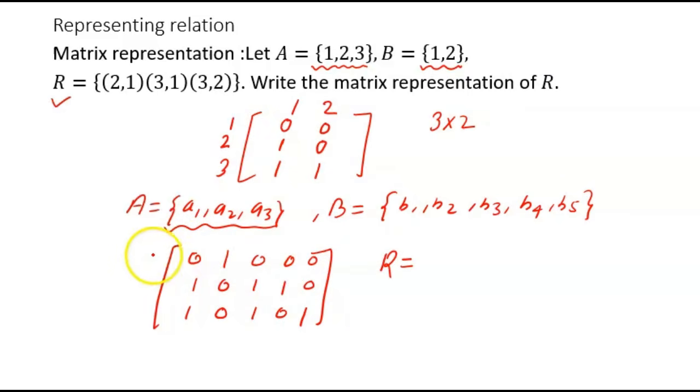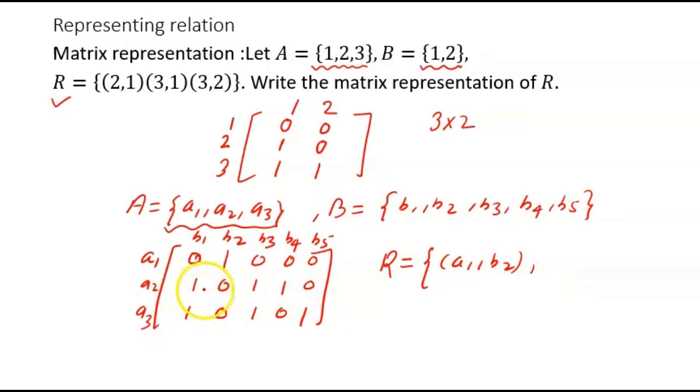So for our convenience, let us place A1, A2, A3 over here and B1, B2, B3, B4 and B5 over here. If I ask what the relation is, you can clearly see that A1 comma B1 will not be there because it is a 0 over here. A1 comma B2 will be there because we have a 1 in that location, and A1 is not related to any other element, so now I can move to the next row.